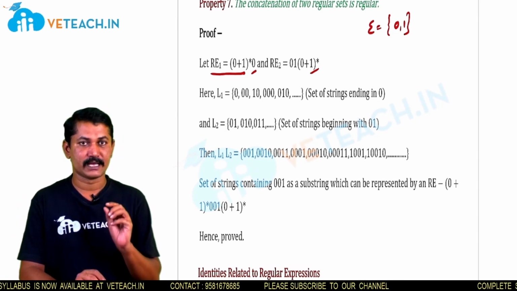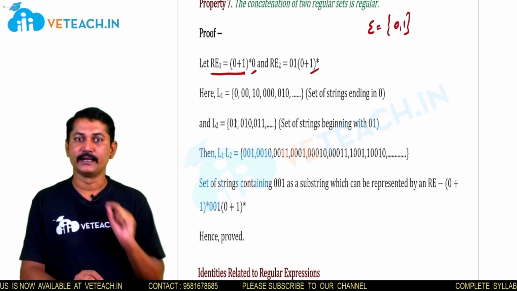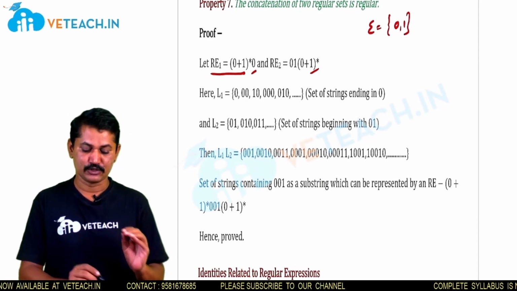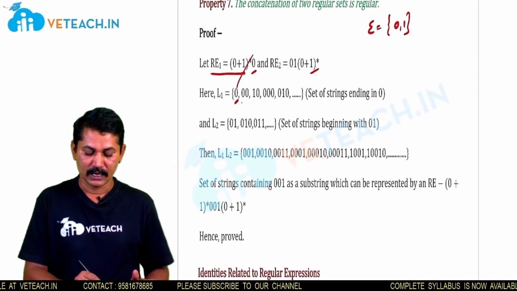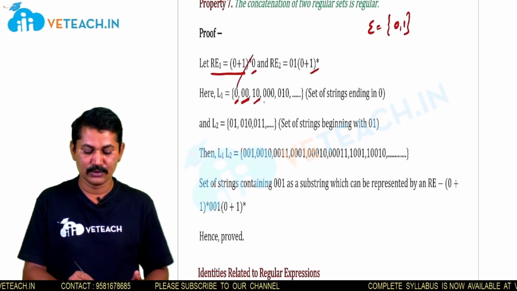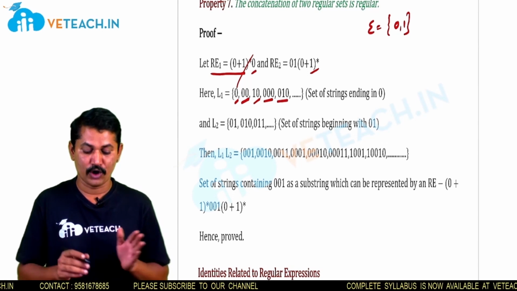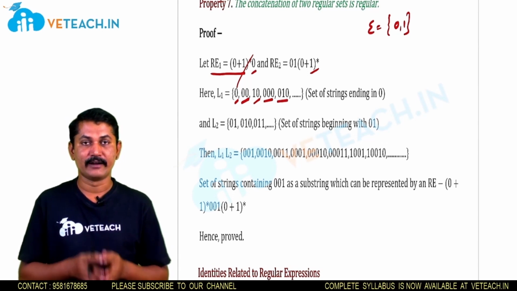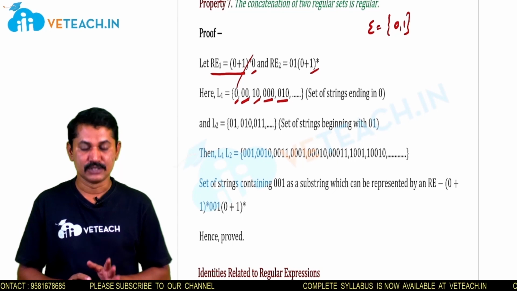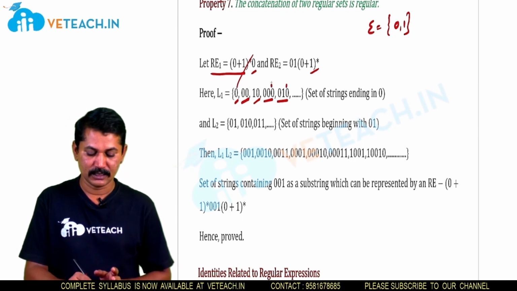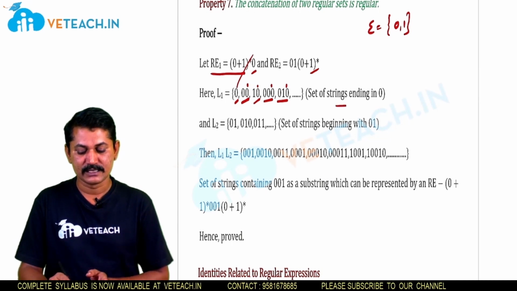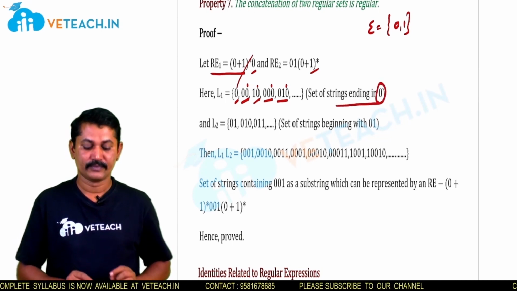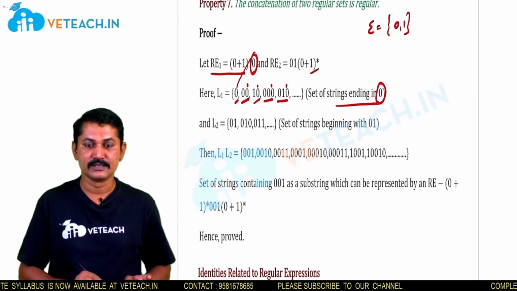What the language has to be depending upon the regular expression? The language has to be defined like this: 0, 00, 10, 000, 010, the combinations of zeros and ones along with 0. That means at the end 0 must be there. So it is the set of strings ending with 0.